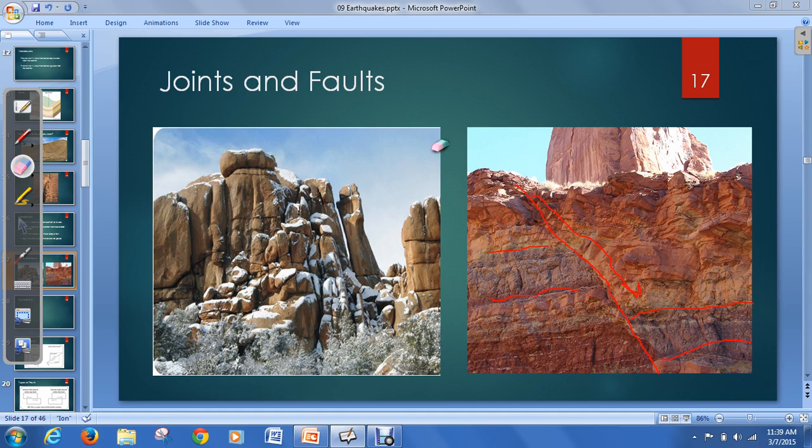So we want to understand that's what we call a fault. This is not a fault, right? This is just a joint. There's fracturing in both, but the fault has that line of movement associated with it.